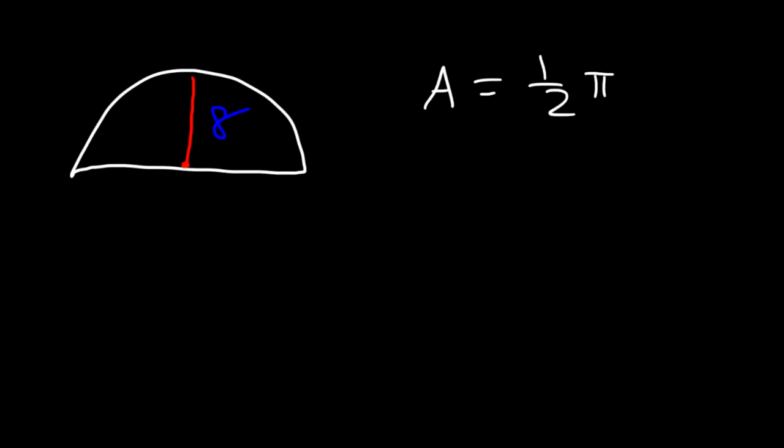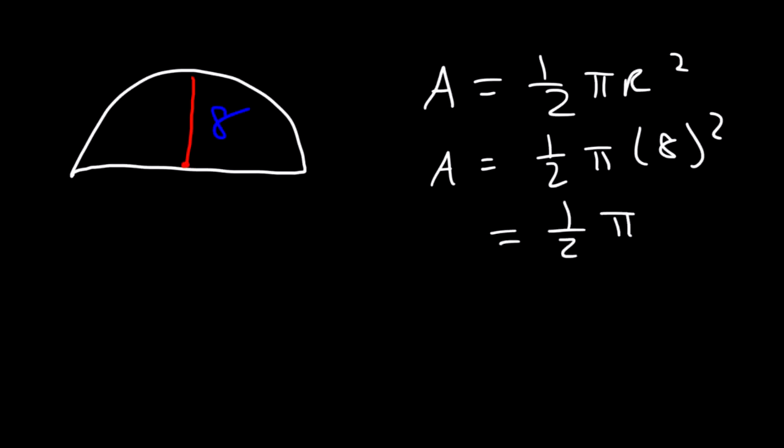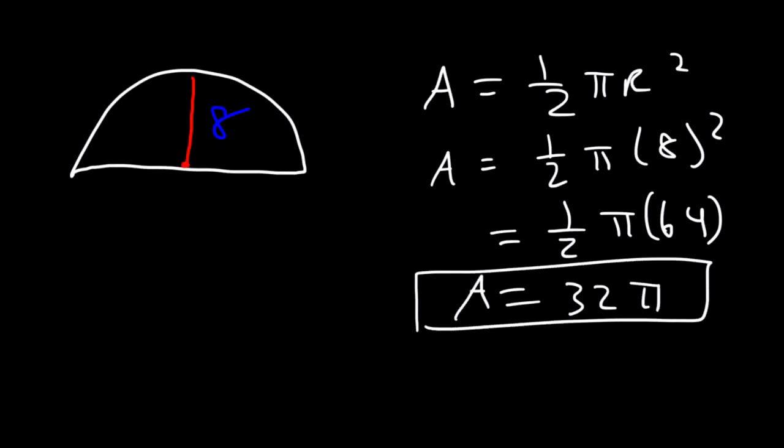And let's say you have a semicircle, and let's say the radius of that circle is 8. If you need to find the area of a semicircle, it's 1/2 pi r squared because we have half a circle. So it's 1/2 pi times 8 squared. And 8 squared is 64. And half of 64 is 32. So in this example, the area of the semicircle is 32 pi square units.